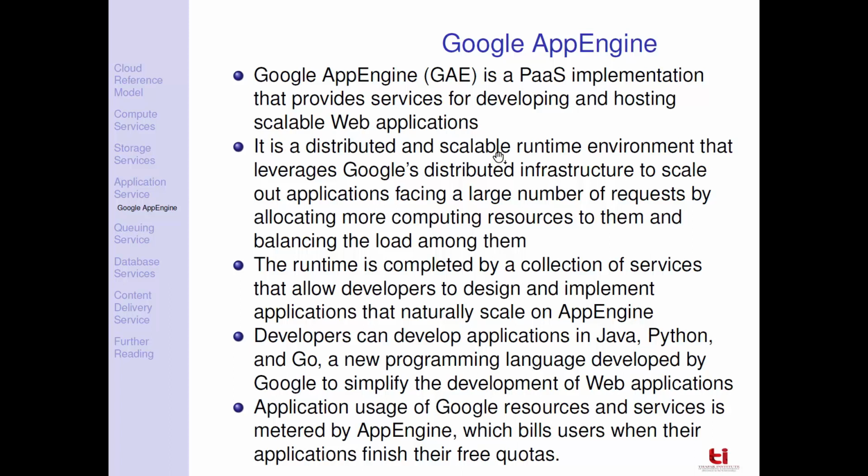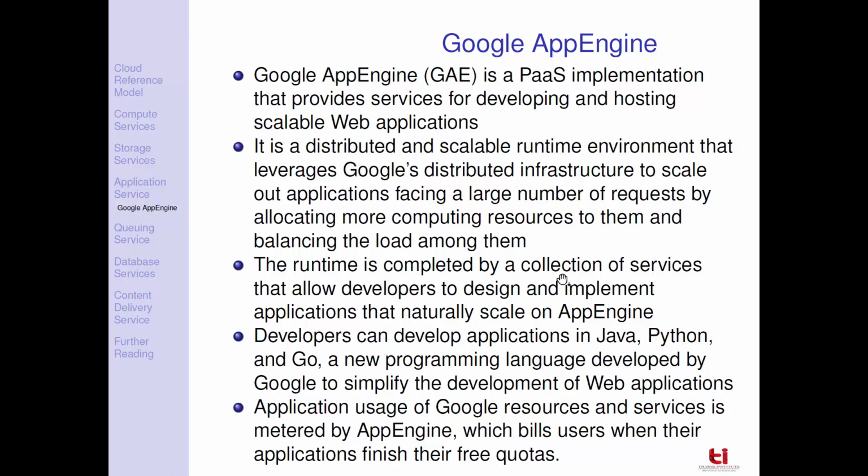It is a distributed and scalable runtime environment that leverages Google's distributed infrastructure to scale out applications facing a large number of requests by allocating more computing resources to them and balancing the load among them. So basically it is a distributed and scalable runtime environment. Distributed because it is using Google's distributed infrastructure, and it is scalable as it can scale the resources required to handle the requests for a particular application.